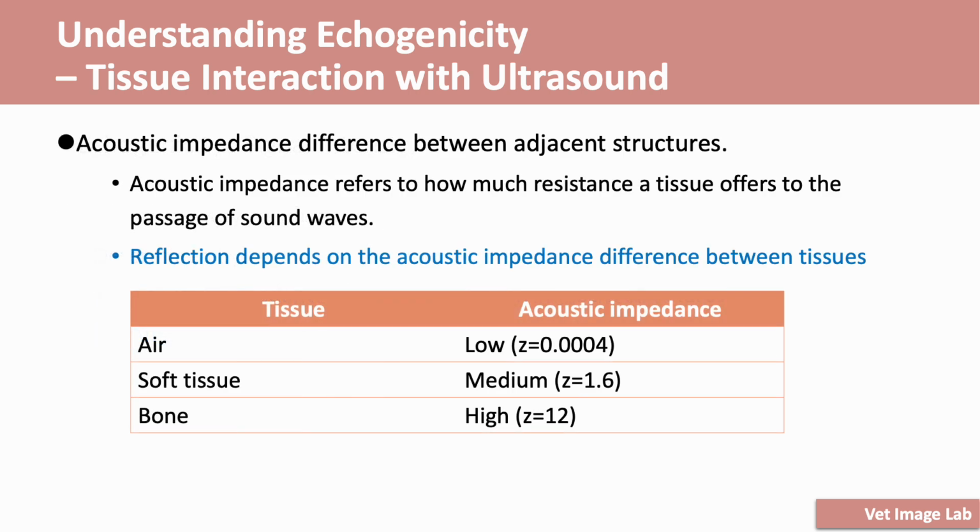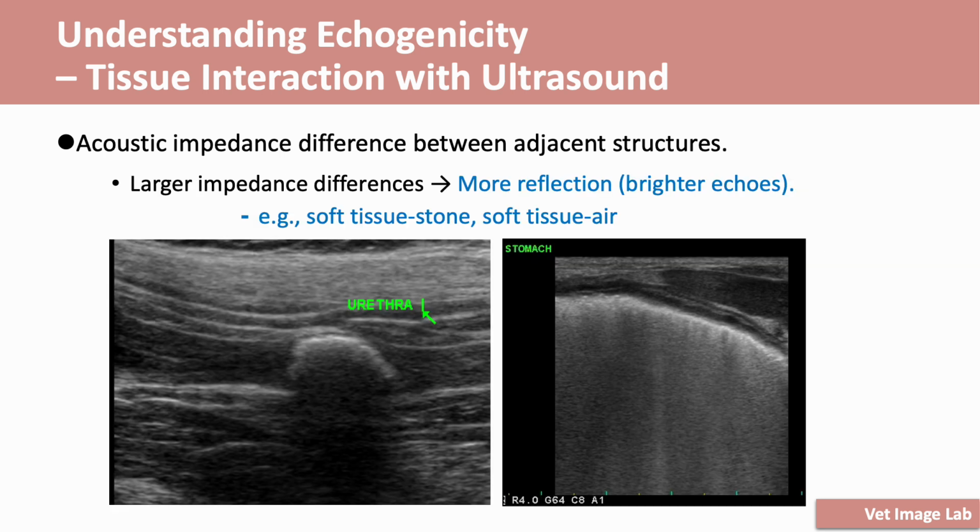One of the key factors in ultrasound reflection is the acoustic impedance difference between adjacent tissues. Let's talk about acoustic impedance and what it means in ultrasound imaging. Acoustic impedance refers to how much resistance a tissue offers to the passage of sound waves. Different tissues have different impedance values, depending on their density and stiffness. When sound waves travel from one tissue to another, the difference in acoustic impedance between the two determines how much sound is reflected and how much continues to pass through. Therefore, as you can see here, a large impedance difference, like between soft tissue and stone or soft tissue and air, results in strong reflection, creating bright echoes on the ultrasound image.